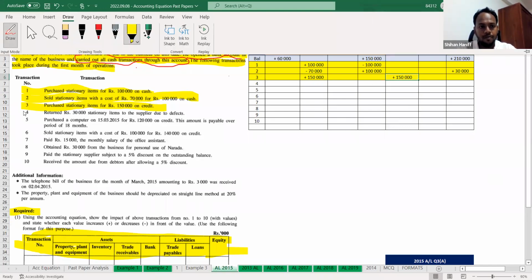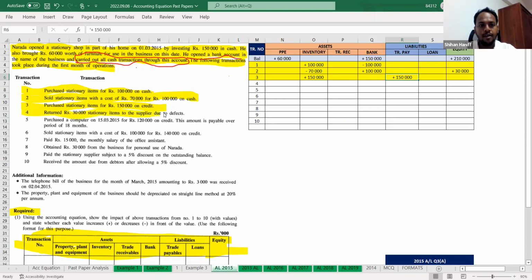Let's move on. Returned 30,000 of stationery items to the supplier due to defects. Now, some stationery items are defective, right? So we return them. When we are returning to the supplier, supplier means creditor. When we are returning to the creditor, the creditor will reduce and inventory will reduce. Creditor means trade payables.